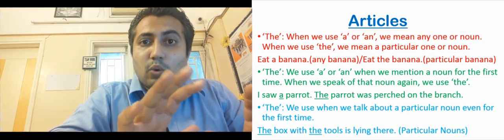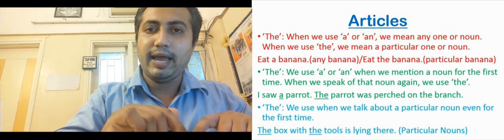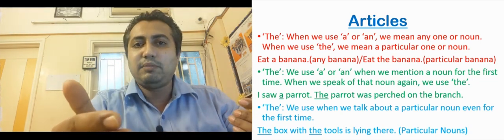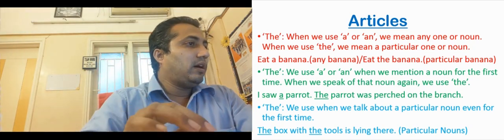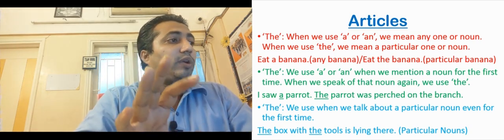Okay students, this is how, first time when we tell about something we will use a or an, and then later on, again when we are continuously telling about the same thing, we will use the article the. Then the we use when we talk about a particular noun, even for the first time.